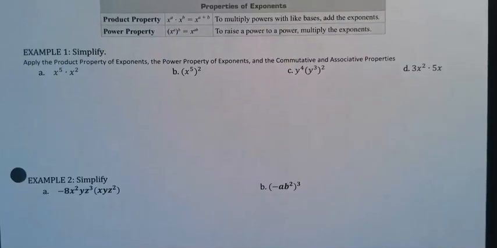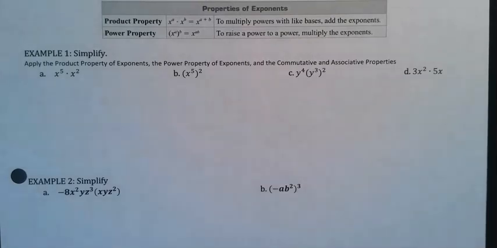Okay, so let's use those properties and simplify. For example, 1. It says apply the product property of exponents and the power property of exponents and the commutative and the associative properties as needed. So we have here, this is the product property. They have the same bases, so we're going to add the exponents. This is going to be x to the 5 plus 2 power, which is x to the 7th.